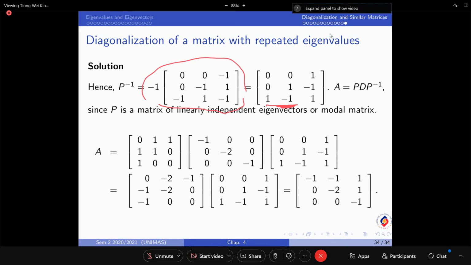So after that, you need to multiply all these three matrices together, 1, 2, 3, using this formula. Okay, then you will get this. So this is the matrix A. So this is another type of question that might come out in exam later on.